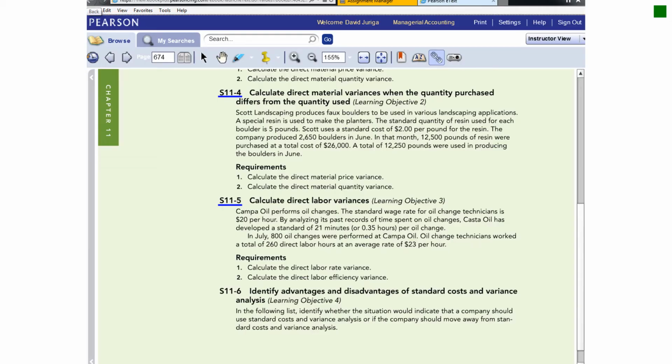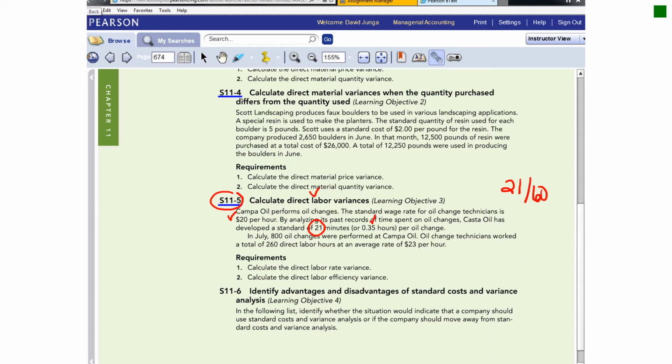Okay, the next one we're going to look at is short exercise 11-5, and we're going to look at how to calculate the direct labor variances. So in this problem, it's an oil change problem. They tell you that the standard wage rate is about $20 per hour. They also tell you that they have developed a standard that takes about 21 minutes to do an oil change. 21 minutes, if you take 21 and divide that by 60 minutes, there's where they get the 0.35 hours.